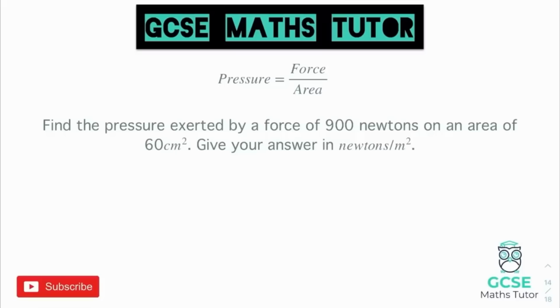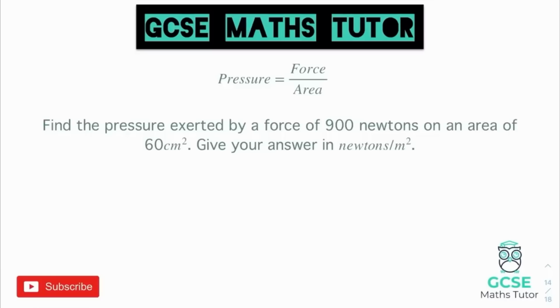Okay, so when looking at pressure, force and area, you will be given the formula. So pressure is equal to force divided by area, and this question says find the pressure exerted by a force of 900 newtons on an area of 60 centimetres squared.